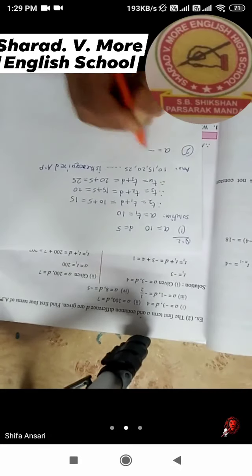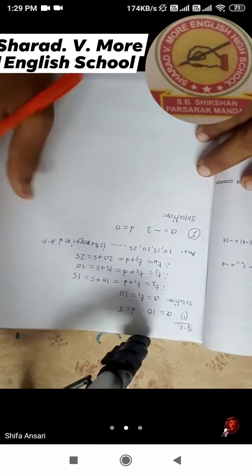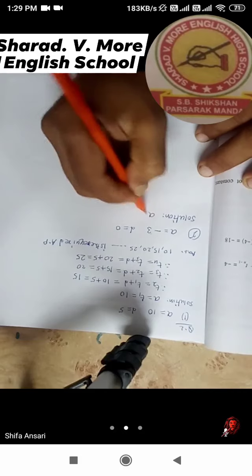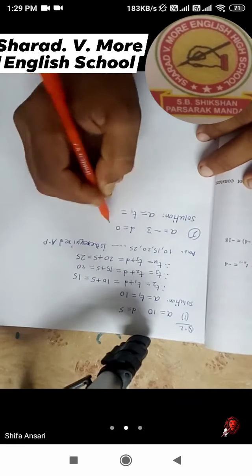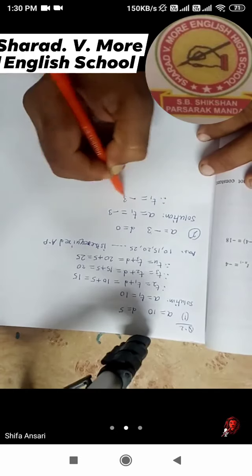Now yes, question number 2, a is equal to minus 3 and d is equal to 0. a is equal to minus 3, d is equal to 0. Its solution, a is equal to t1 is equal to minus 3 here. So therefore t1 is equal to minus 3.